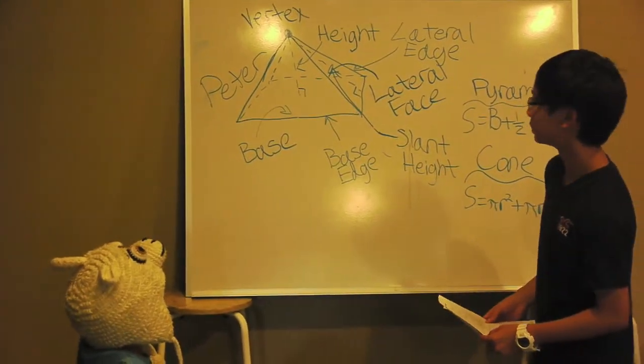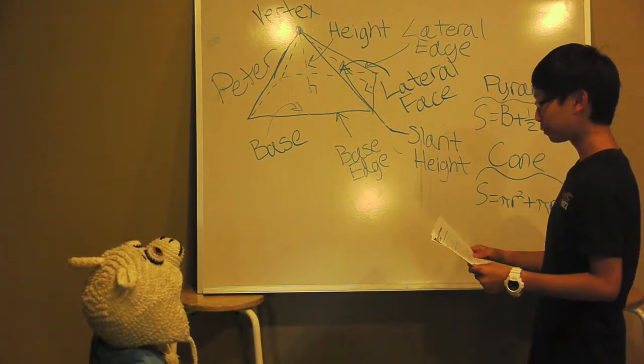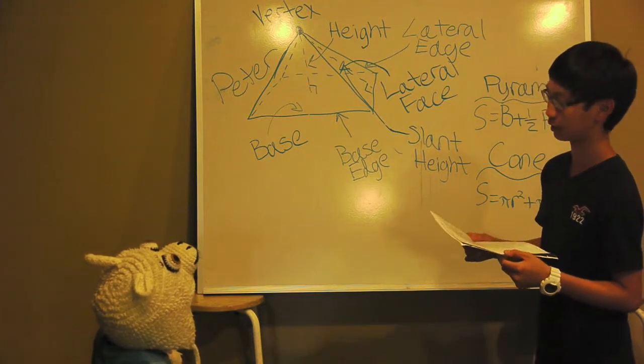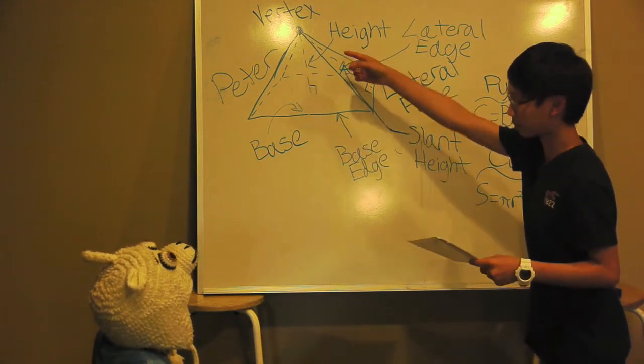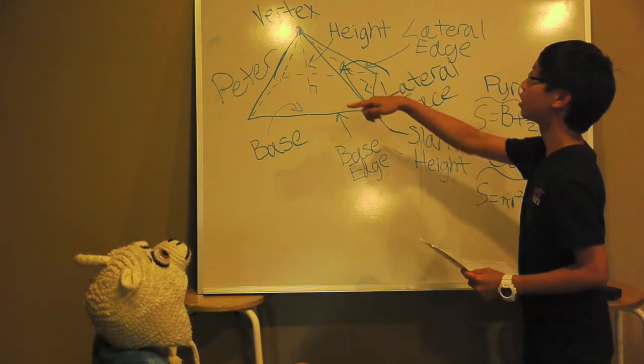Today's lesson is on pyramids. Here we have the pyramid. What's a pyramid? A pyramid is a polyhedron in which the base is a polygon and the lateral faces are triangles with a common vertex, the vertex up there. What's a lateral face? The lateral face is the triangle on the pyramid.